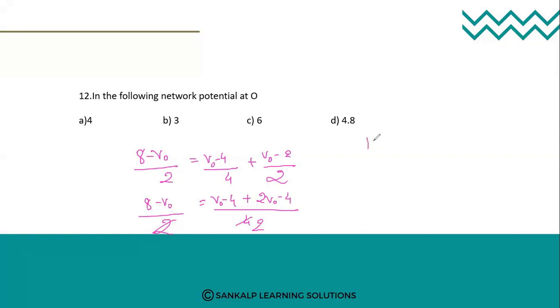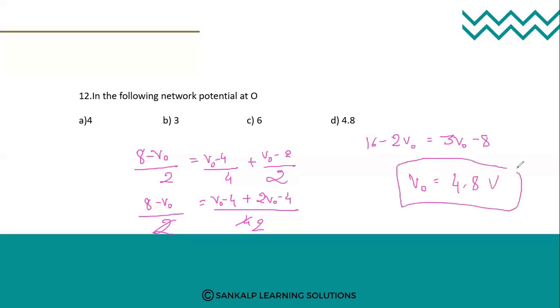8 twos are 16 minus 2 V naught is equal to V naught plus 2 V naught is 3 V naught, minus 4, minus 4. Minus into minus is plus, yes. This will be minus 8. So if you simplify for V naught, your V naught will be 4.8 volt. Check option D. Yes, everybody got the answer.